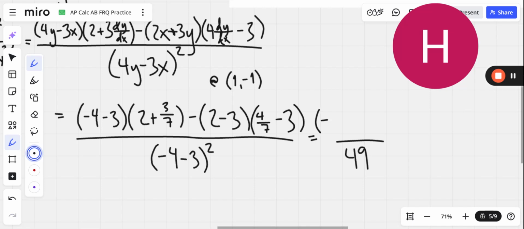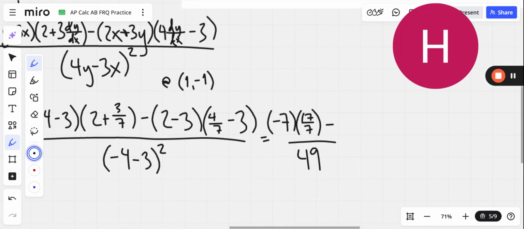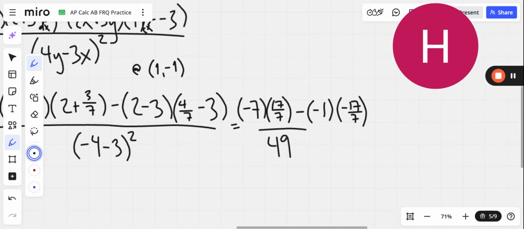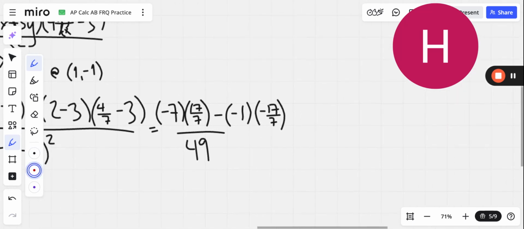And on the top here, we're going to have negative 7 times 2, which is the same as 14 sevenths. So we have 17 sevenths, and see how that's going to work out really nicely? Minus, what do we have here? Negative 1 times, well, 3 is 21 sevenths. So 4 minus 21 sevenths is going to be negative 17 sevenths. Lots of negatives there, guys, so be careful. Don't get too tripped up there.